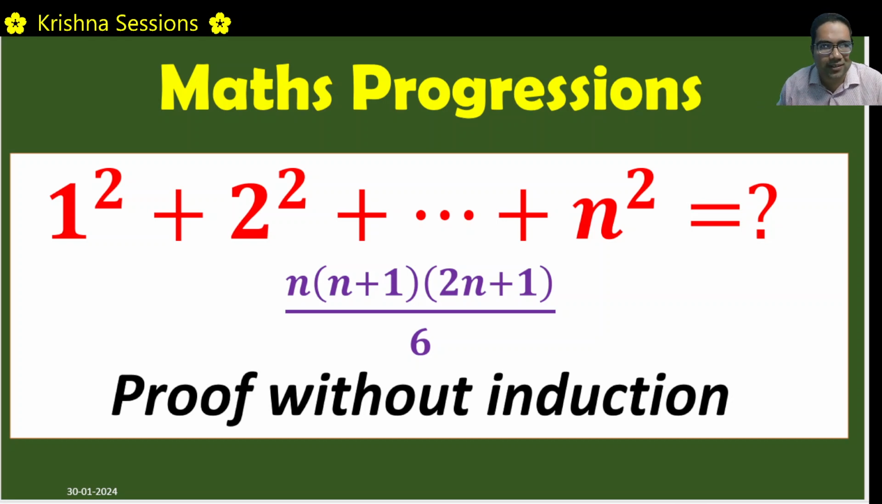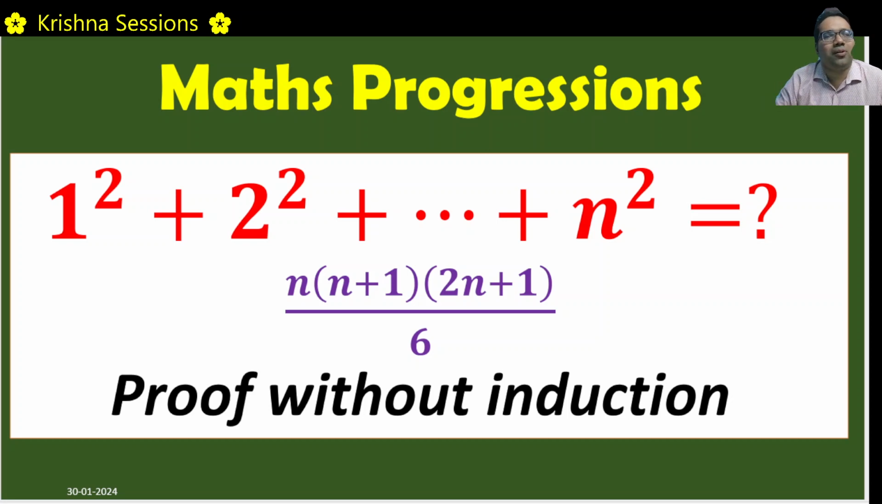Hi friends, let us learn how to prove, or in fact how to derive, this formula of the sum of squares of natural numbers: 1 square plus 2 square plus 3 square up to n square. We all know this formula, n into n plus 1 into 2n plus 1 by 6, and very often we prove it using mathematical induction.